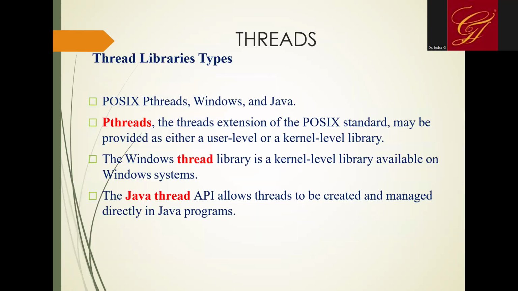Then about the thread library types, there are Pthreads, Windows threads, and Java threads. Pthreads are referred to as POSIX threads. They can be provided either as a user level library or a kernel level library. Whereas the Windows thread library is a kernel level library, which is available on Windows systems. And the Java thread API can be created and directly managed in Java programs.